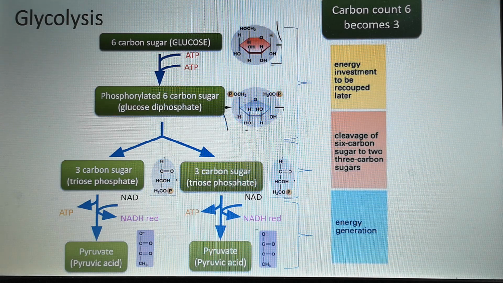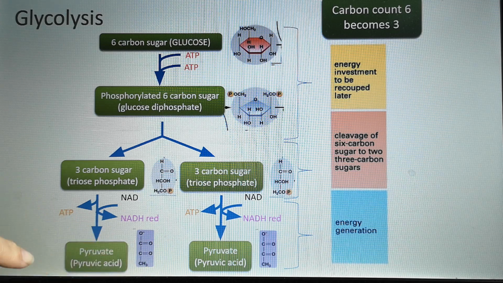So when you're counting your carbons, or you're counting your ATPs produced, or you're counting the NADs produced, from this point onwards, you need to double it up for every set of reactions. And that will become much clearer as we move along.